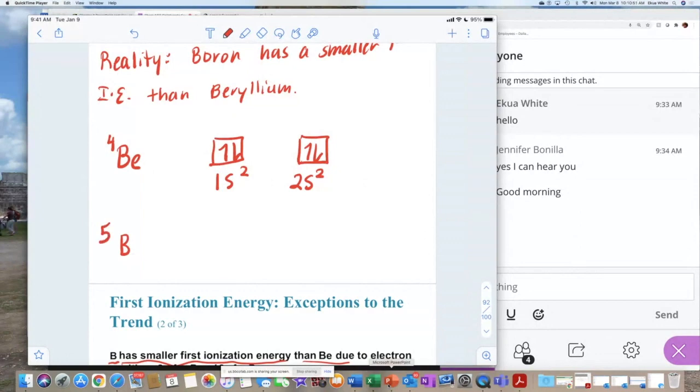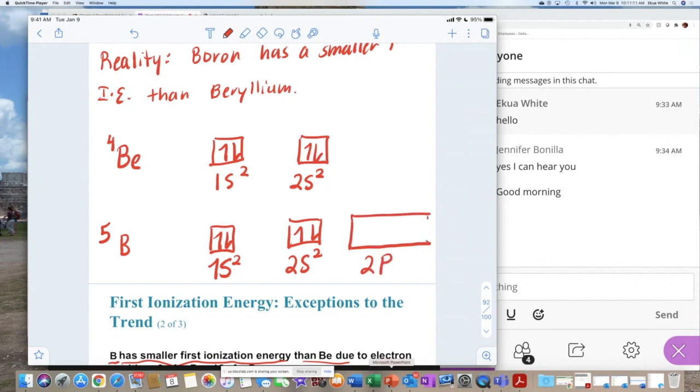For boron, where we have 5 electrons, the first 2 electrons are housed in the 1s2 sublevel, right? The next 2 are housed in 2s2. The last electron is housed in 2p. But in 2p, since we're only occupying 1 orbital of the 3 available, that's where the last electron goes, right? So it's 1s2, 2s2, 2p1.